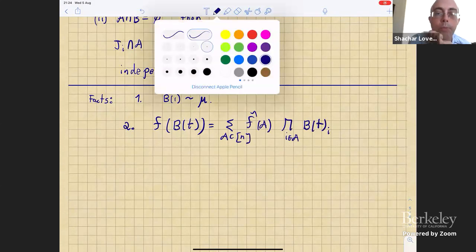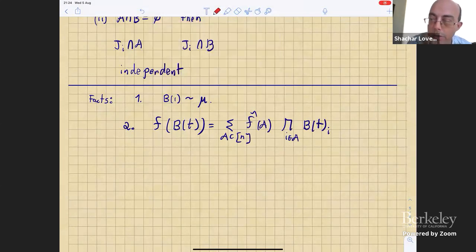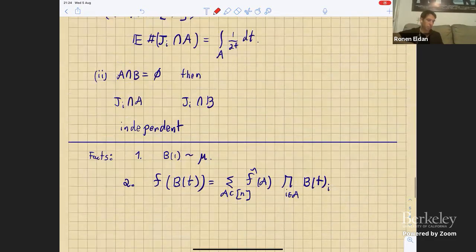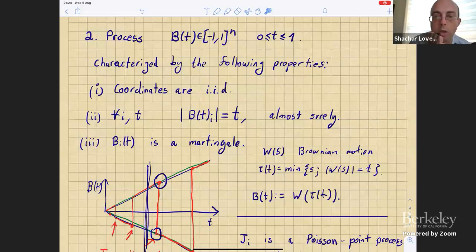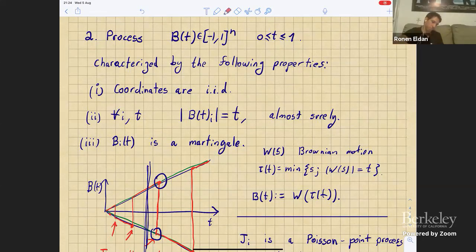Ronen, I have a question, just to make sure, because I don't really know this motion that well. Is it independent in each coordinate? We defined it so that it's independent in each coordinate. I only told you how to construct one coordinate, and then I told you to take all coordinates to be independent. All the coordinates are IID. Okay. Yeah.